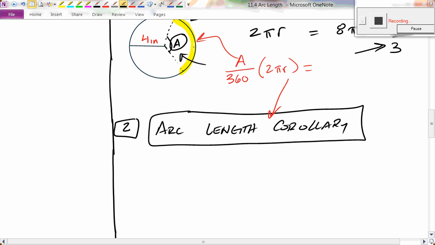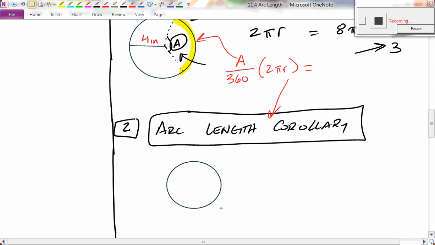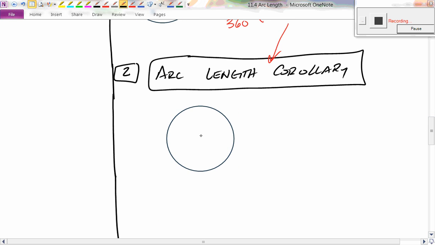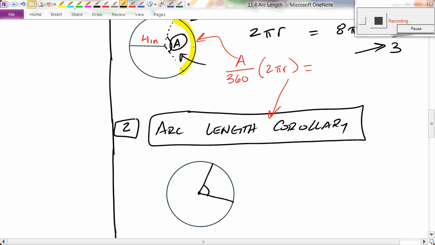Second idea here, the arc length corollary. Let's say you have a circle, and let's say that circle looks like this. That circle has a center, and that circle has a central angle. Now remember that whatever angle is inside there matches the arc length on the outside. So if I have a 40-degree central angle, I have a 40-degree arc. Okay? So that's all the same.